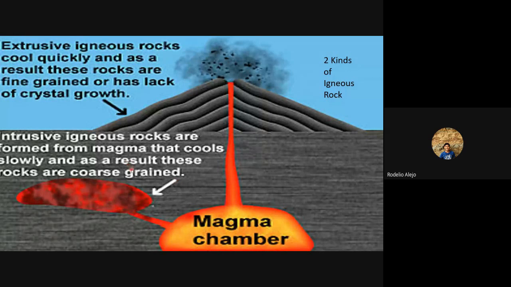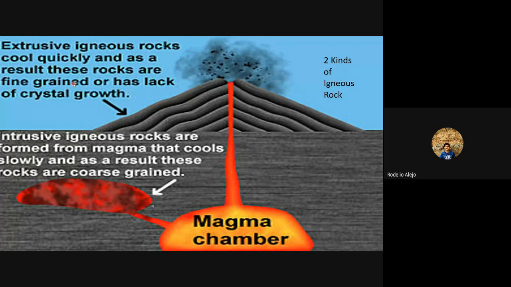Then our igneous rock can be classified into two. We have extrusive igneous rock and we have intrusive igneous rock. So what are those extrusive igneous rocks? Extrusive igneous rocks are rocks that cool quickly, and as a result these rocks are fine-grained or have a lack of crystal growth. Okay, when we say extrusive, sa labas siya ng ating earth layer, doon siya nag-solidify. Because mas malamig yung temperature sa ibabaw ng earth compared below, the molten lava will solidify easier, mas madaling ma-solidify.